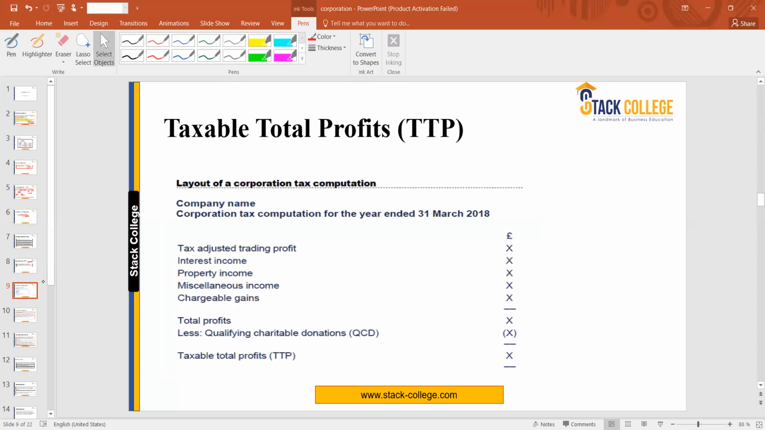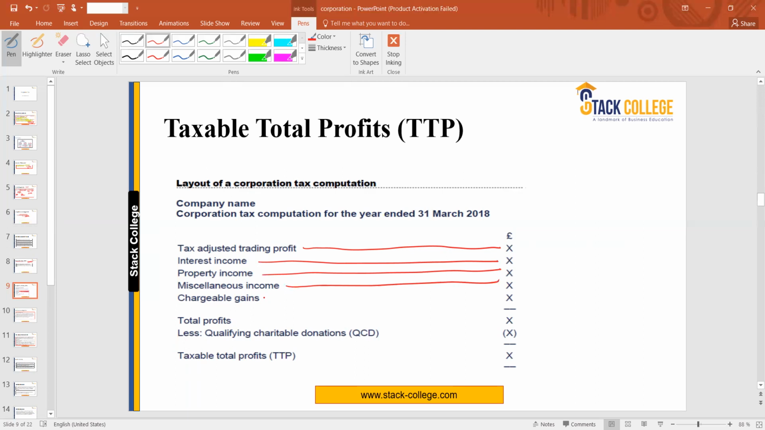And how can we calculate this? This is the layout, the pro forma. Suppose we have the tax adjusted trading profit of the company, interest income, property income, and any other income, which is called miscellaneous. Remember, chargeable gain is also part of this pro forma.